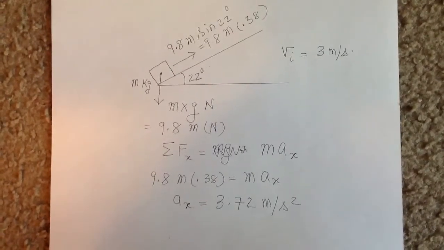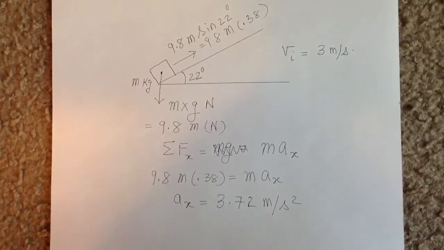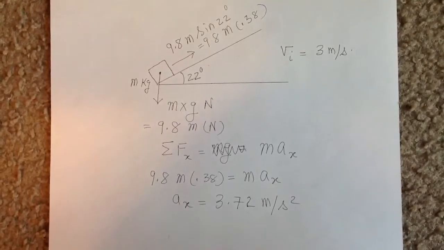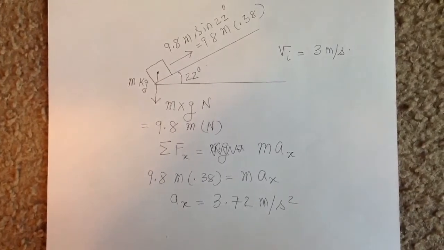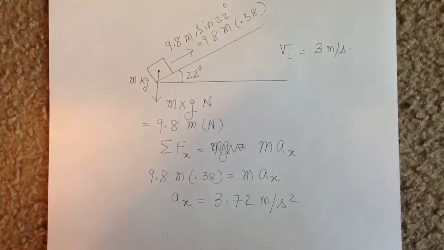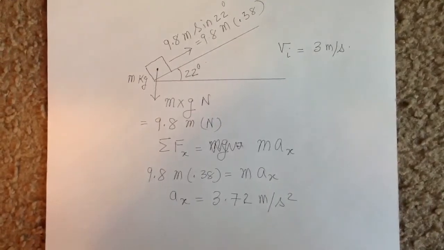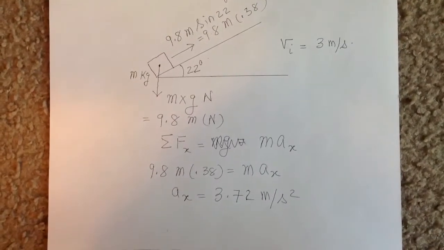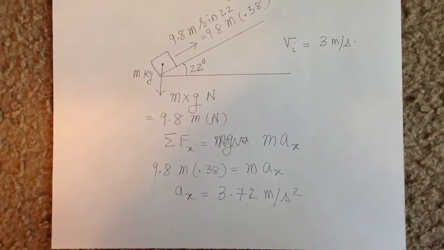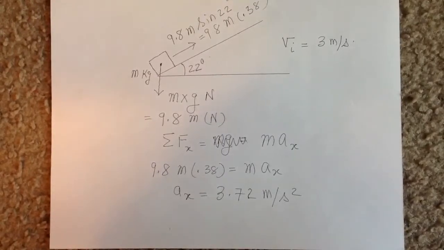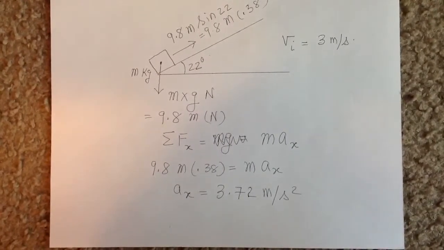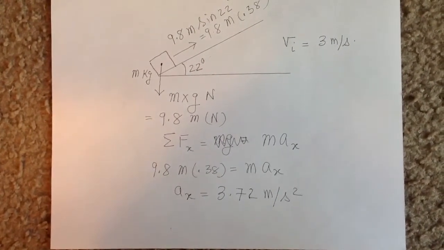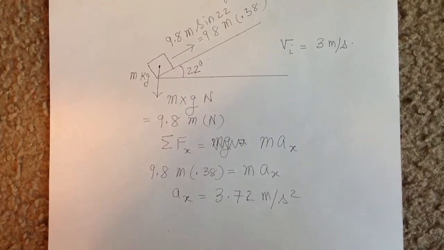But this force, if we assume that the body is moving up with a negative acceleration of ax, then this force that is acting along the incline is also mass times acceleration, or m times ax. So 9.8 times 0.38 is equal to m times ax. m and m cancel out, and we get that the acceleration is 3.72 meters per second squared.